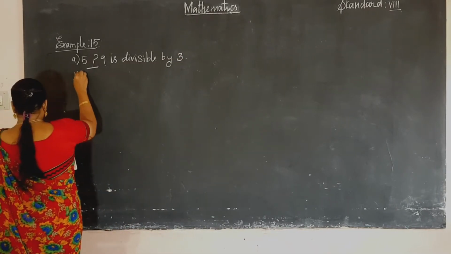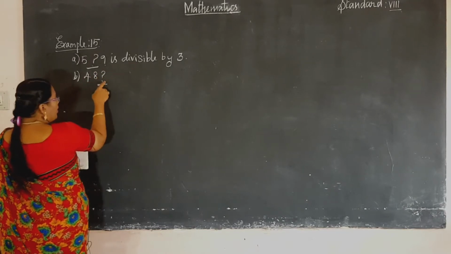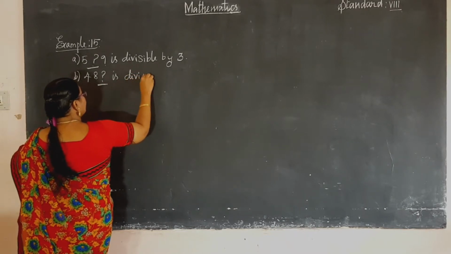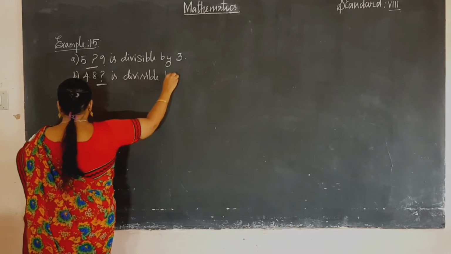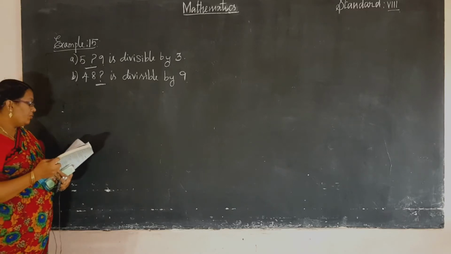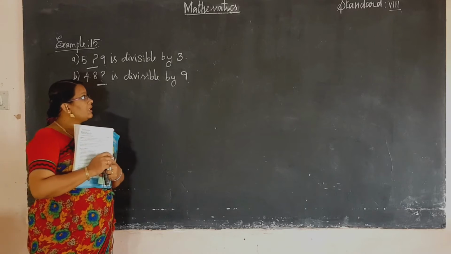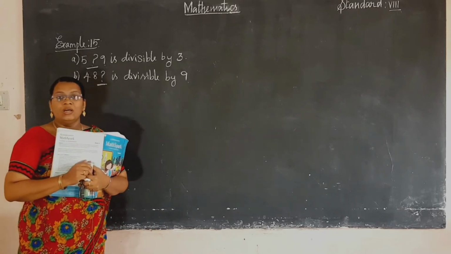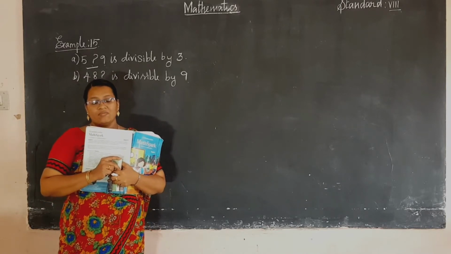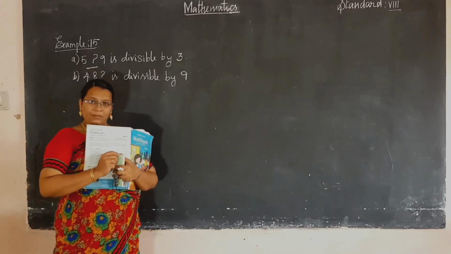And the second one, 48? is given. You have to find this value so that it is divisible by 9. So what is the rule of divisibility by 3? The rule is: if the sum of the digits is divisible by 3, then the number is divisible by 3.